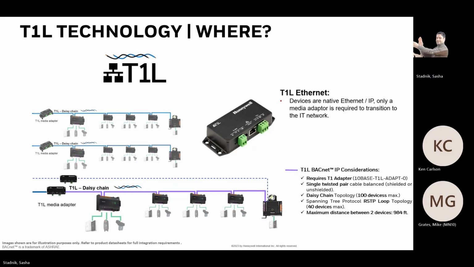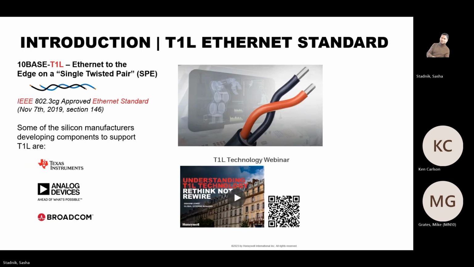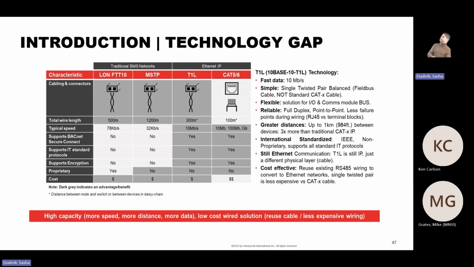T1L shows you that you can do 900 foot. By standard, you can do 1 kilometer, that is 3,000 foot. Why would you not want to do 3,000 foot between controllers, even if the standard allows it? One failure, and you exceed it.